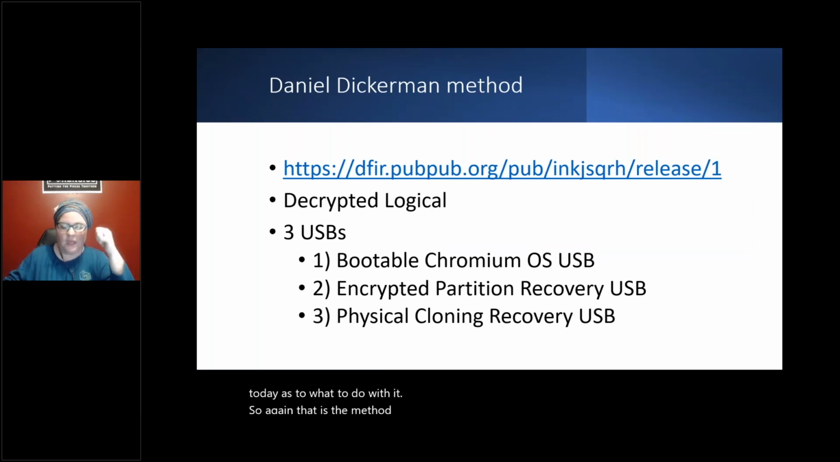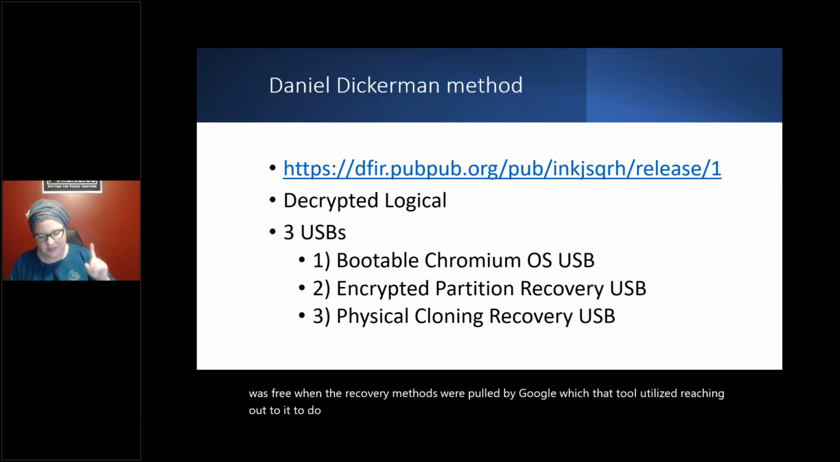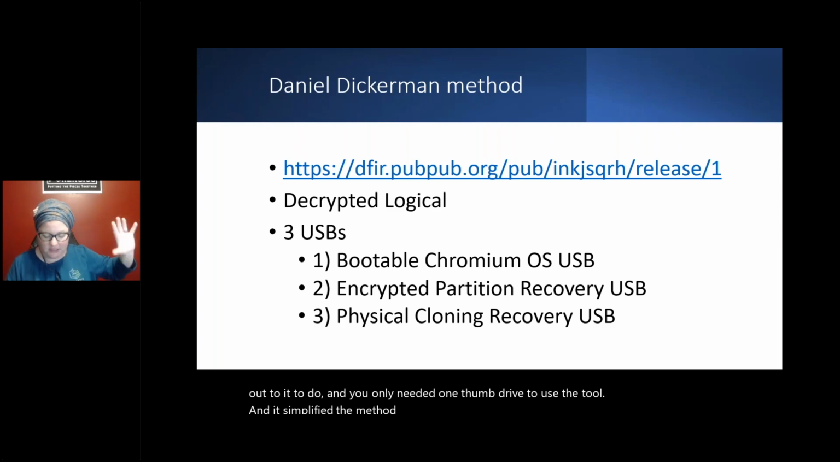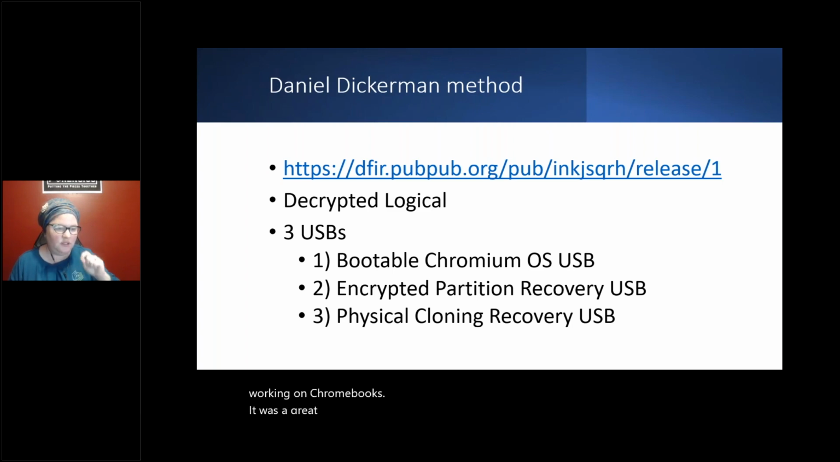Now, at one point, Magnet released a tool called Magnet Chromebook Acquisition Assistant that was free. When the recovery methods were pulled by Google, which that tool utilized reaching out to it to do, and you only needed one thumb drive to use the tool, and it simplified the method, and Magnet, Jad built it, and Jad worked directly with Daniel. I was fortunate enough to be involved in some of the testing because I'd been working on Chromebooks. It was a great utility until Google took those down.